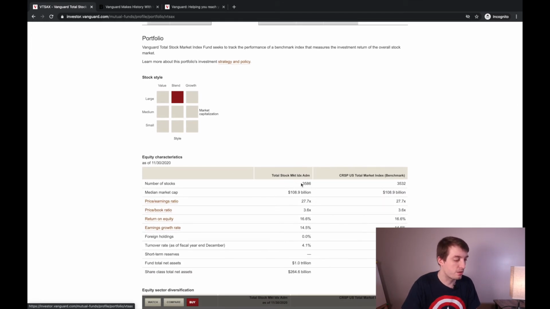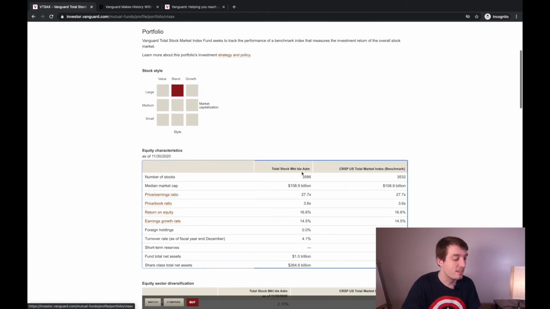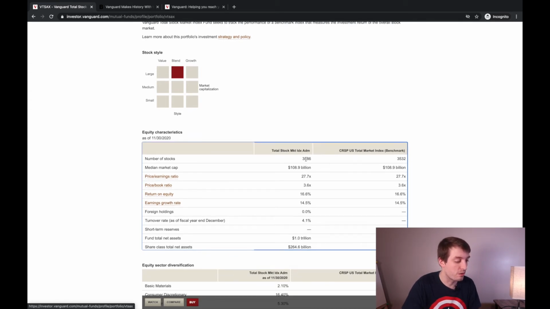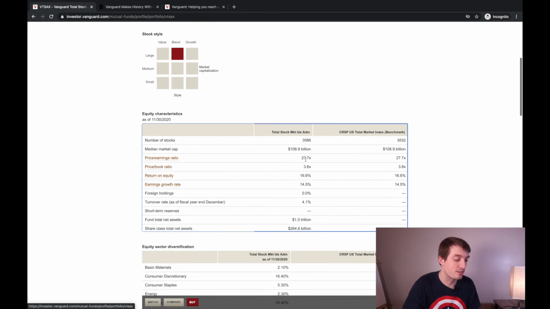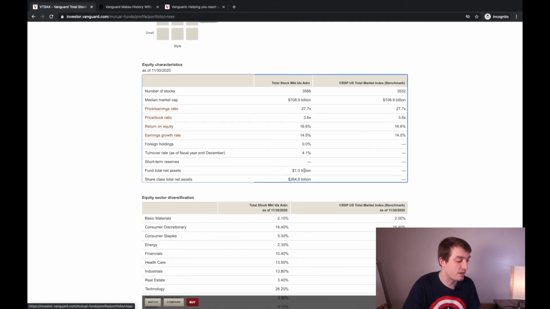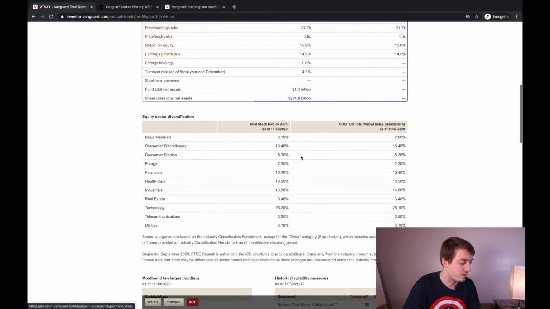And so it shows here, we talked about a lot of different stocks. Well, right here, 3,586 is the total number of stocks in the total stock market. So that's a lot, and that really helps you diversify. And hey, this is the stock we were talking about, right? They're currently totaling up $1 trillion, which is just crazy to think, right?